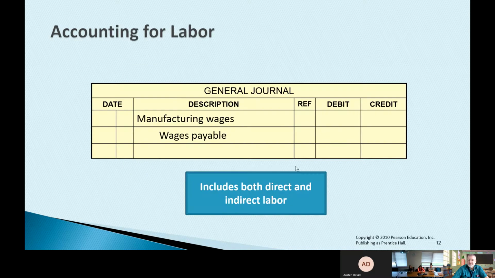This is what a general journal looks like for labor. Kind of works the same thing. We have manufacturing labor, wages. How much money did our workers earn? Well, we have payroll, which is wages payable. So if I've got $12,000 worth of labor cost here, I've got $12,000 worth of labor payables on this side.